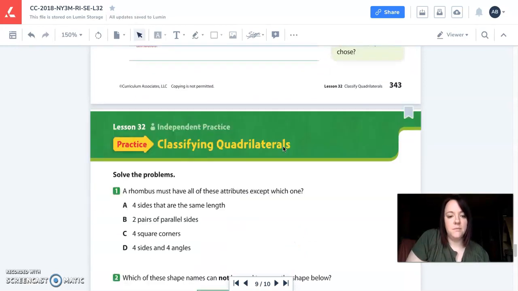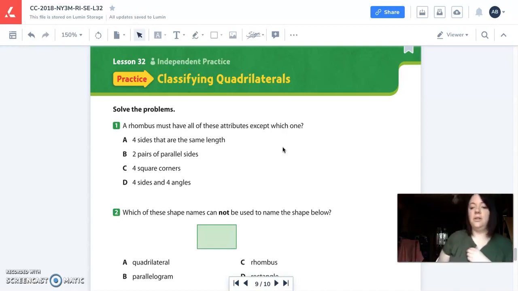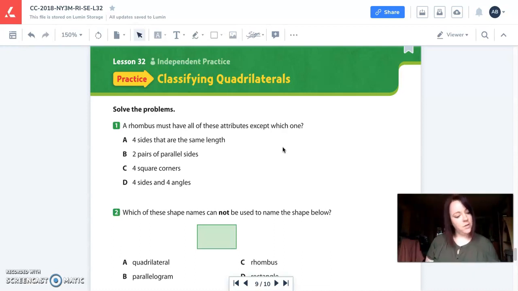All right, let's move on to our independent practice. I was going to leave this as your assessment, but I have actually another little quiz thing that I'm going to use as your assessment, so we can do this one together. All right, okay, number 1, solve the problem.